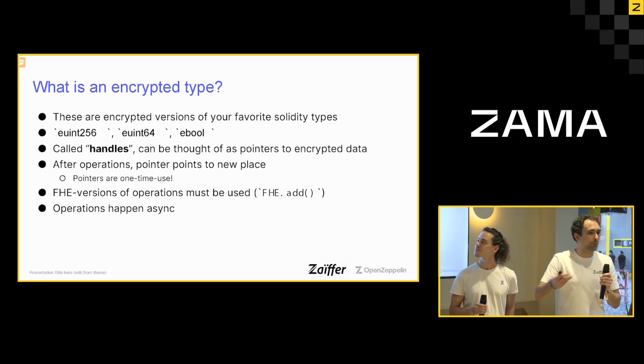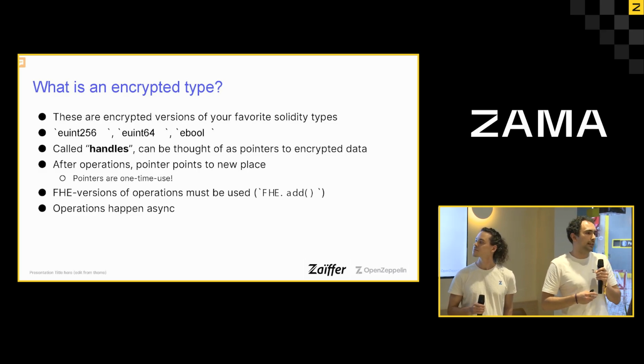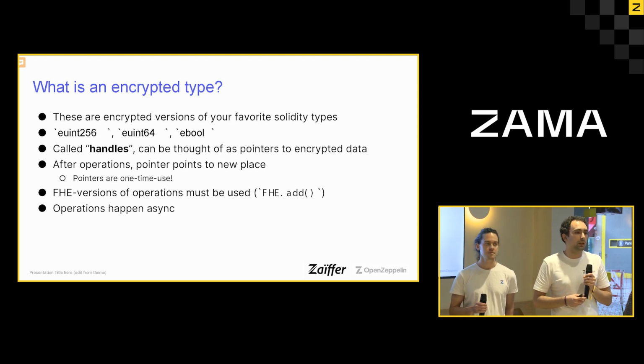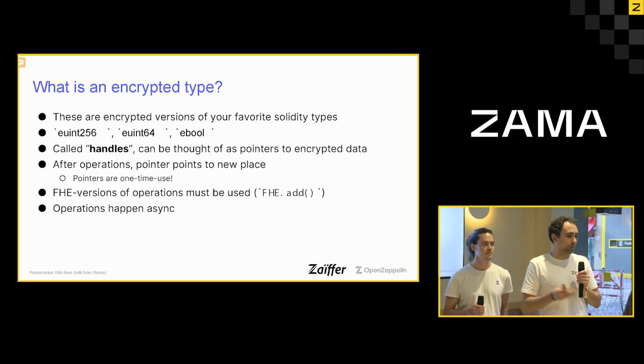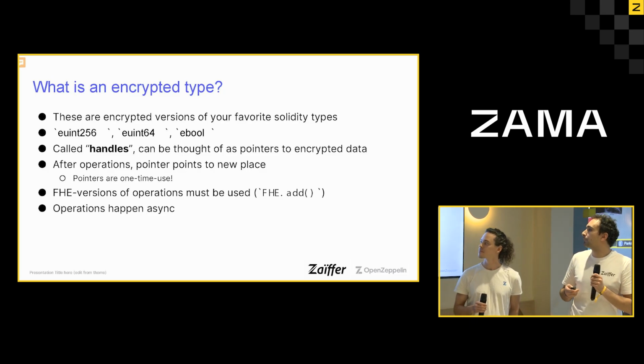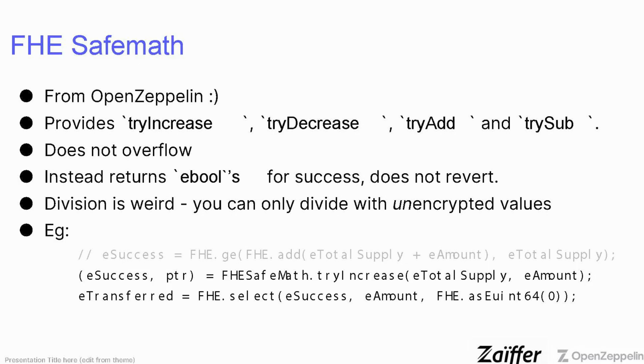For instance, all of these new types will have their specific operations. When you have regular uints in Solidity, you can just use the plus operator. Here you have to go through some special FHE library that allows you to operate on your encrypted types. And as I said, all the operations are asynchronous since the values are not themselves on-chain.